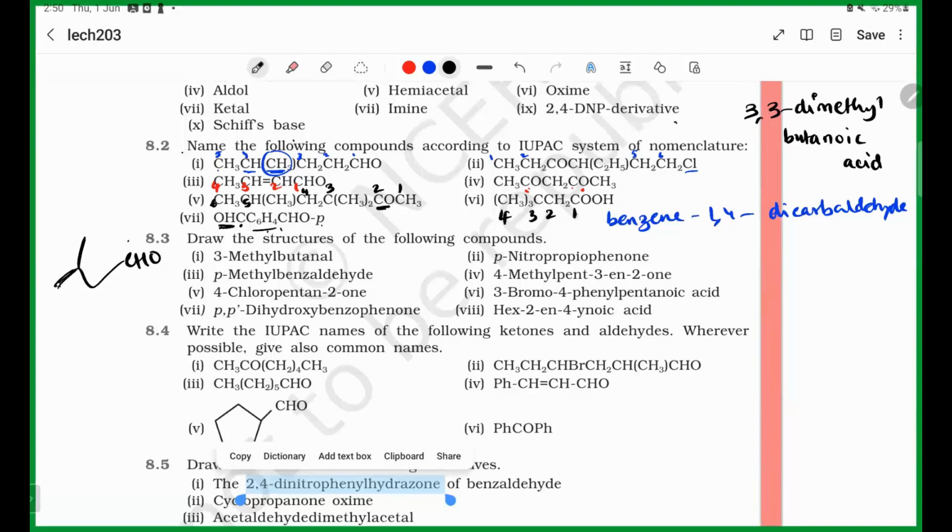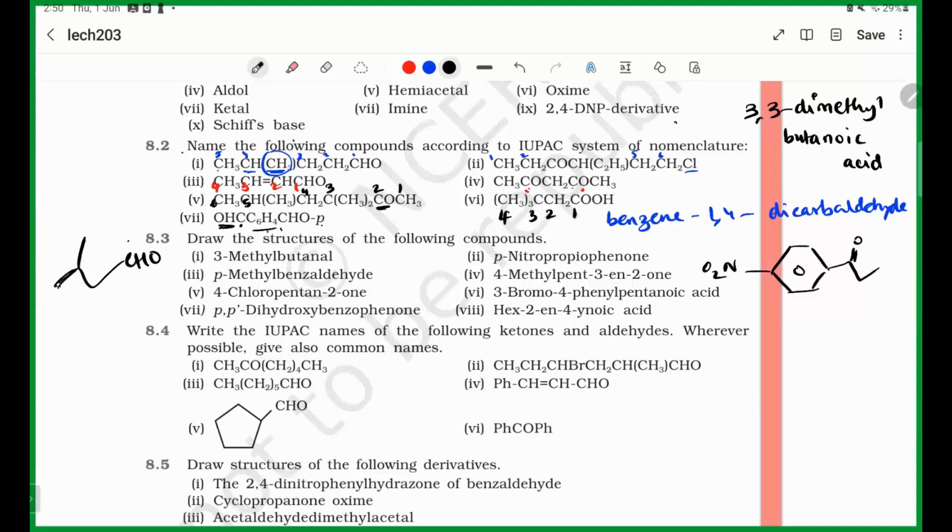Para-nitro-propiophenone. If it has to be para-nitro-propiophenone, basically, what is propiophenone? You draw the benzene ring, right? It has to be a propane chain and then a C double bond O only, right? That is propiophenone. What is para-nitro-propiophenone? This is a nitro group at the para position. So this is the answer for para-nitro-propiophenone.